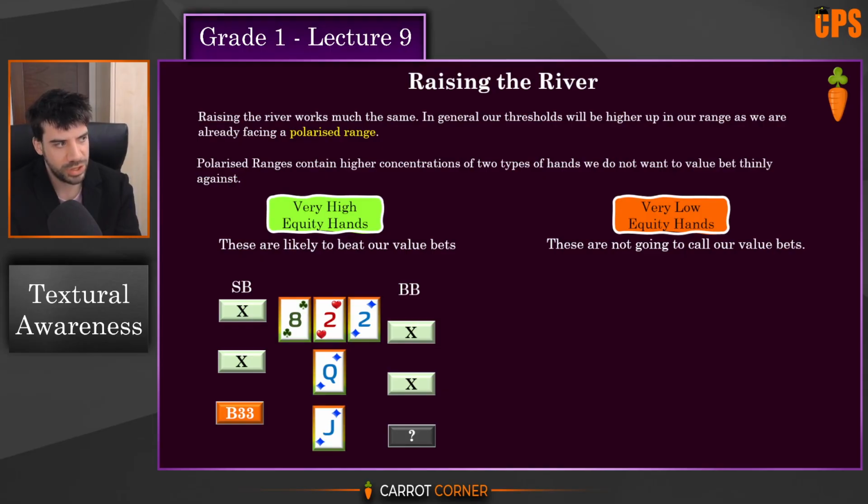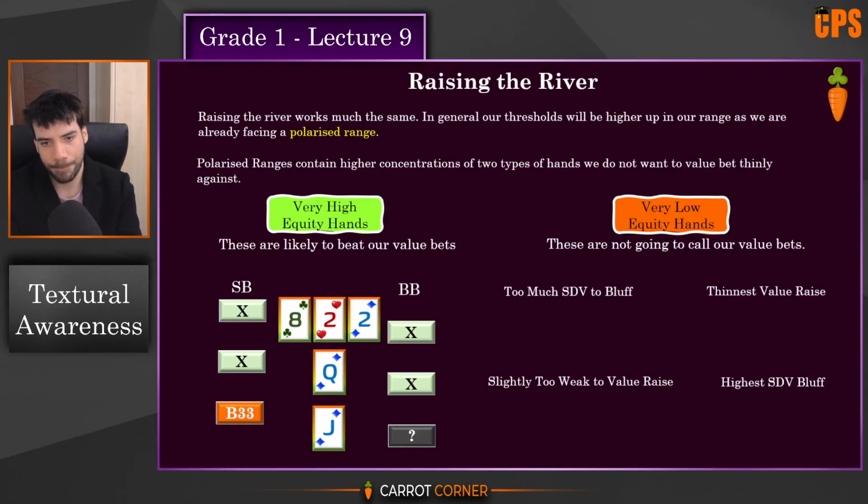Give the video a quick pause, have a think about it, write down some answers to the threshold questions. Well, here are some solutions. 3s has too much showdown value to bluff here. Call is just too good with this hand, especially 3s with the 3 of diamonds having a positive blocker.